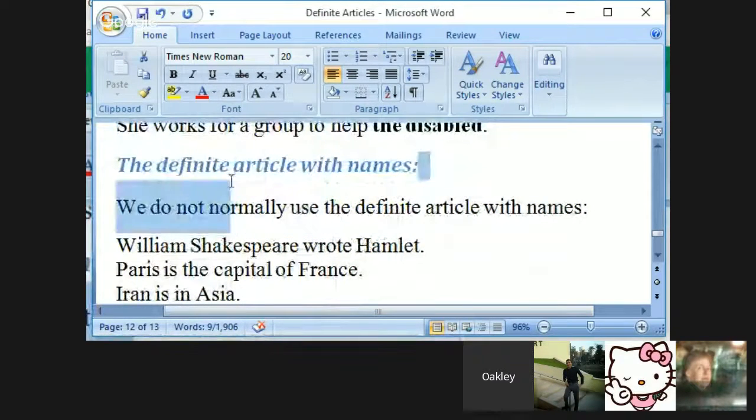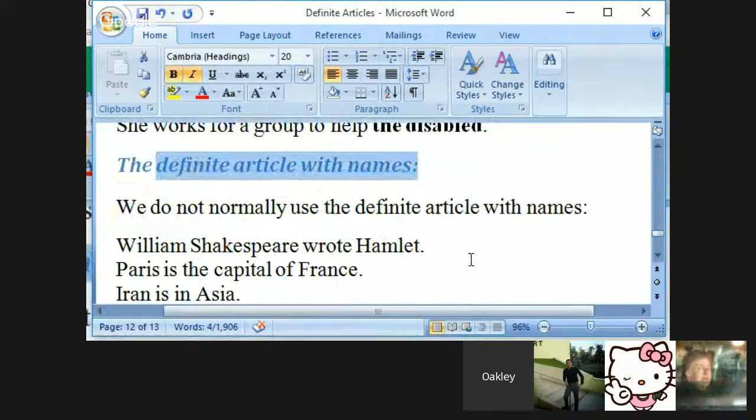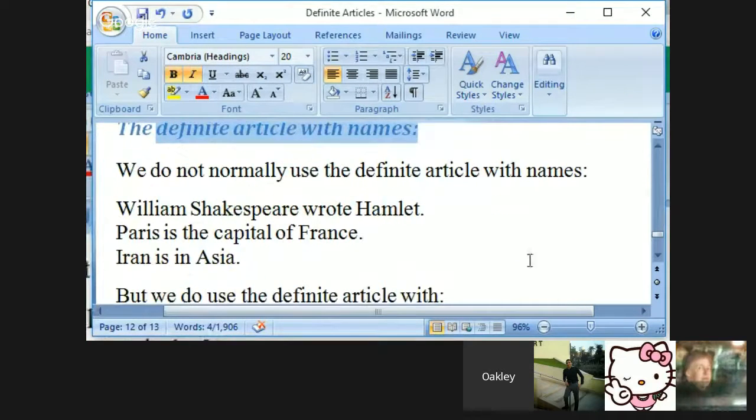Okay, another definite article use: with names. Now this is where it gets a little bit tricky. With people's names, obviously, William Shakespeare wrote Hamlet. Obviously, we don't use the. We don't with cities either, with a couple of exceptions. The Hague, okay, is The Hague. That's the name. Paris is the capital of France.